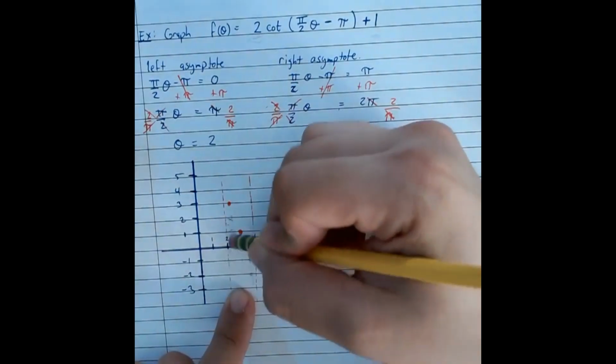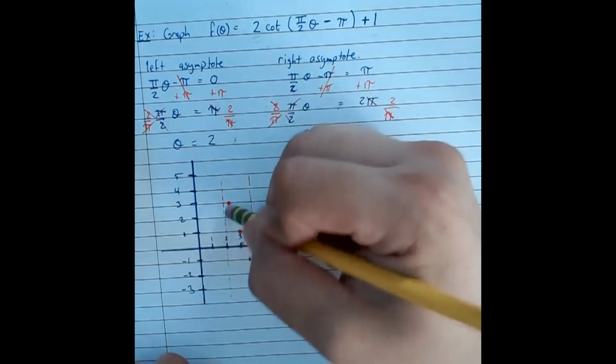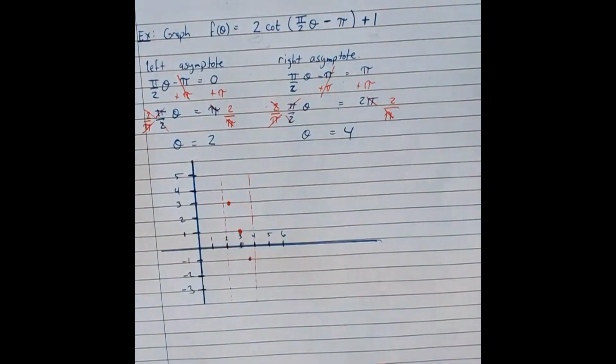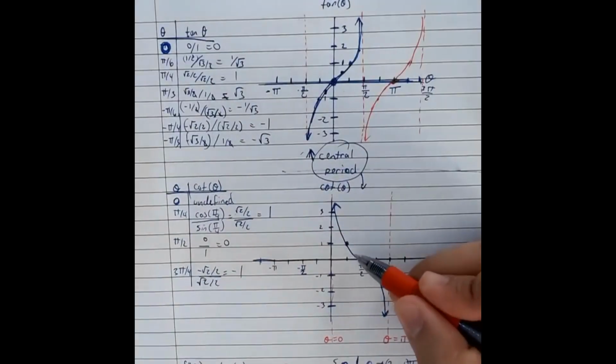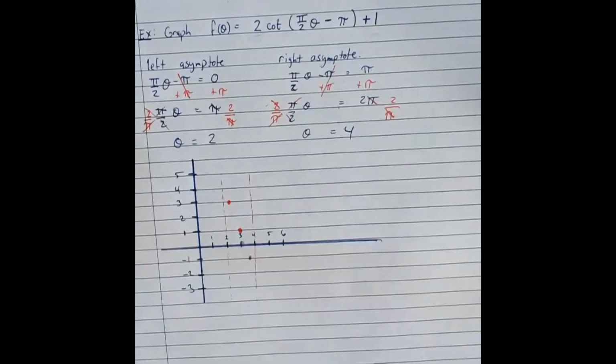So let me go ahead and erase this one, and let me go ahead and draw my cotangent function. Remember the shape of the cotangent function? It's like the tangent function, but upside down. It'll go up this way and down this way.